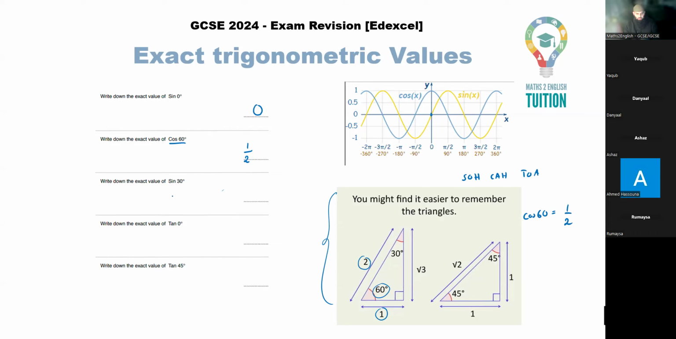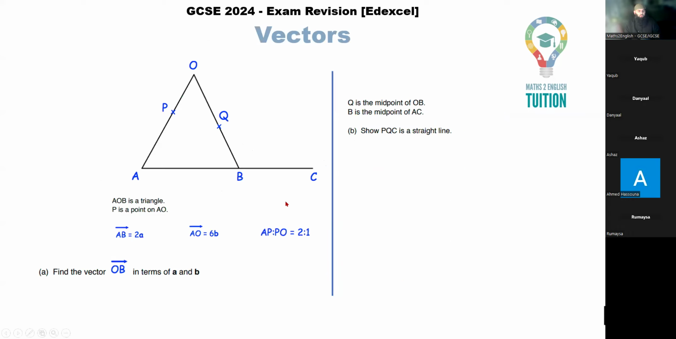Next one is sin 30. If I use 30, sin is opposite over hypotenuse. So sin 30 equals opposite, which is 1, over hypotenuse, which is 2. So it's 1 over 2. That's the reason why this diagram is so useful. Tan 0: at the moment we don't have that, but it's actually 1. We have to look at the graph of that, and so on. So let's move on with the next one. All right, so we've got vectors.